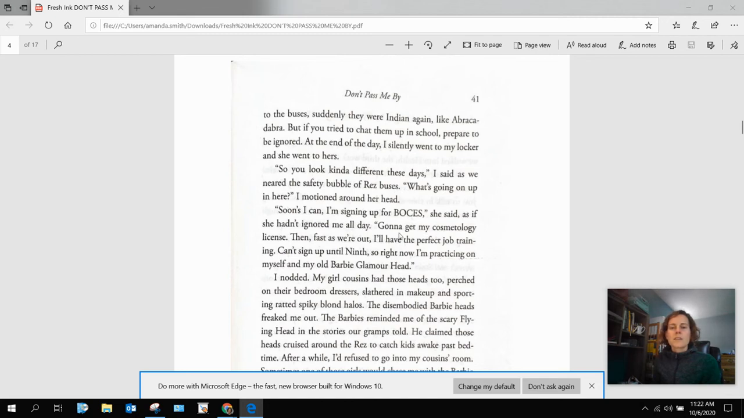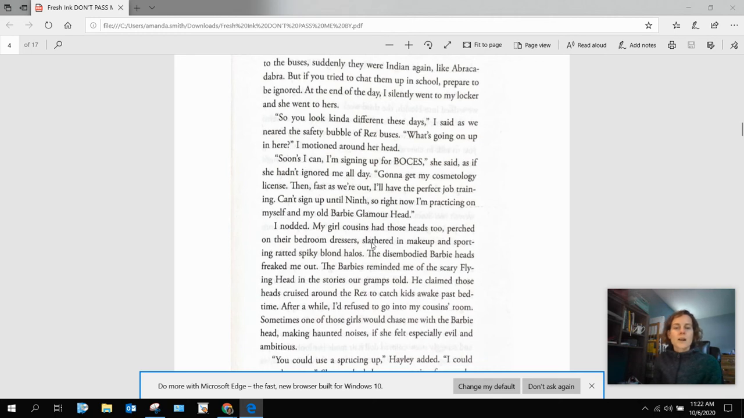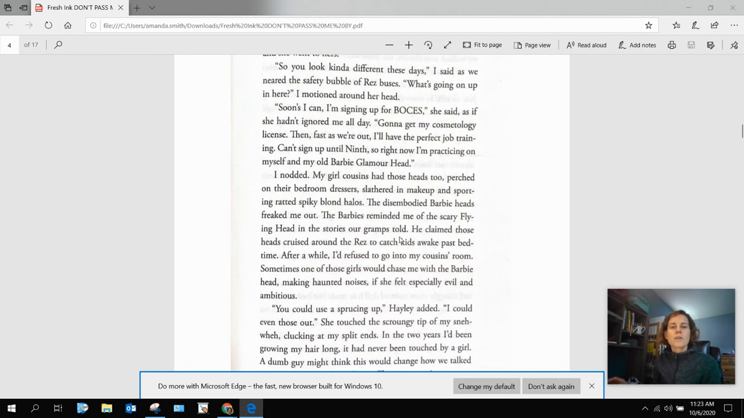So you look kind of different these days, I said as we neared the safety bubble of the res buses. What's going on up here? I motioned around her head. Soon as I can, I'm signing up for BOCES, she said as if she hadn't ignored me all day. Gonna get my cosmetology license. Then, fast as we're out, I'll have the perfect job training. I can't sign up until 9th, so right now I'm practicing on myself and my old Barbie glamour head. I nodded. My girl cousins had those heads too, perched on their bedroom dressers, slathered in makeup and sporting a ratted spiked blonde halo.